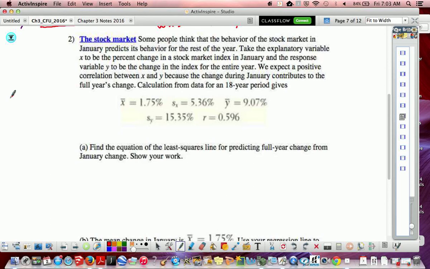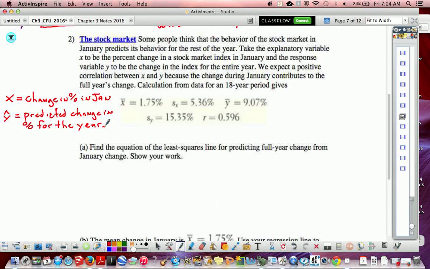So I'm just going to note that X is the change in percent in January, and y hat is the predicted change in percent for the year. To me, it's always important to be able to identify what X is and what y hat is, so we know what those are.